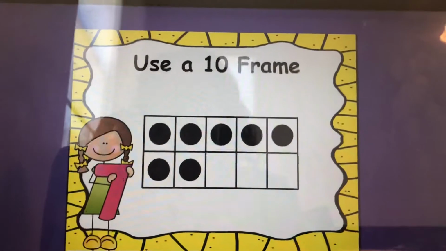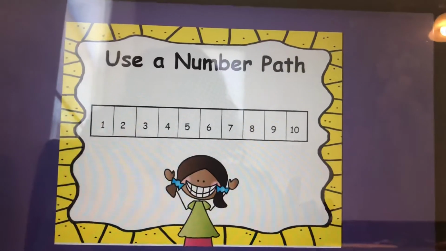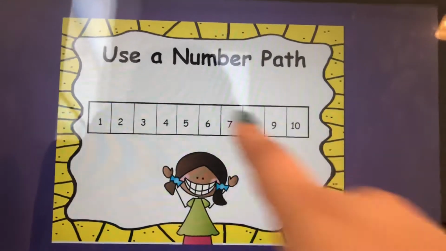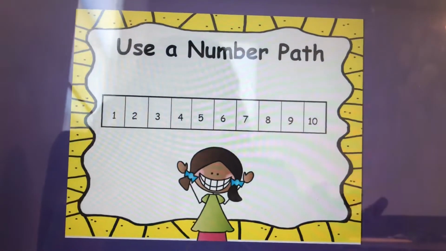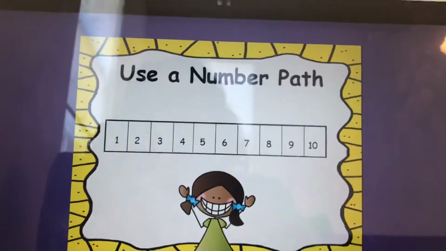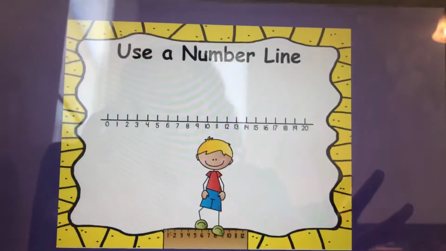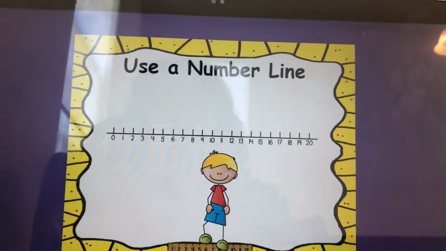We learned to use a 10 frame to organize our information. We learned to use a number path. So if I have 5 plus 1, I would circle the 5 and then just hop forward 1. Or maybe it's 5 take away 1. So I would circle the 5 and hop backwards 1 place. There's also a number line, which is very similar to the number path, but it's just a little bit easier to make your numbers go higher.